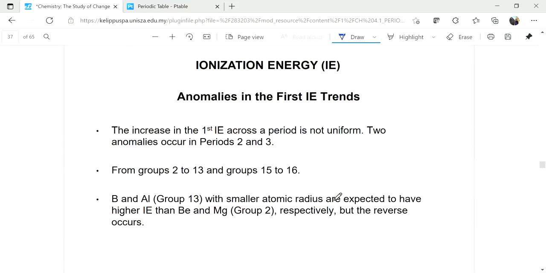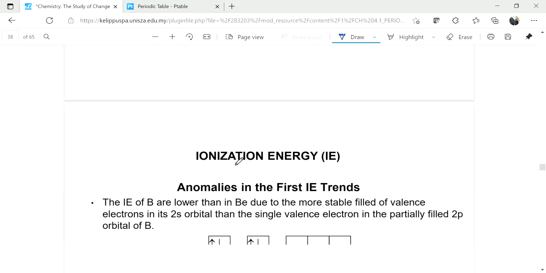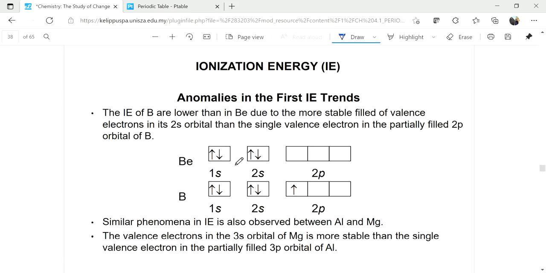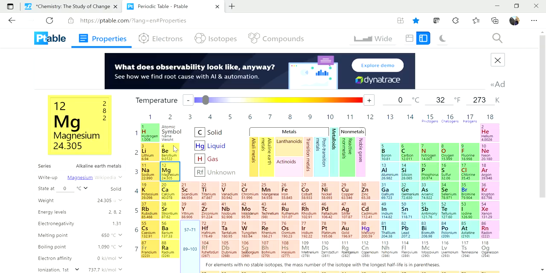However, that is the general trend in ionization energy in the periodic table across the period and going down the group. However, there are a few anomalies in the trend. The first anomaly is beryllium and boron. Beryllium and boron are both in the same period, period 2.